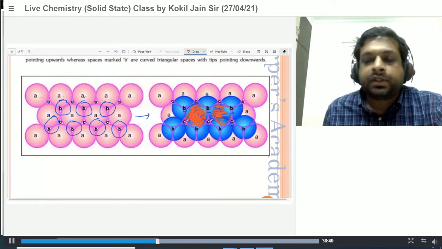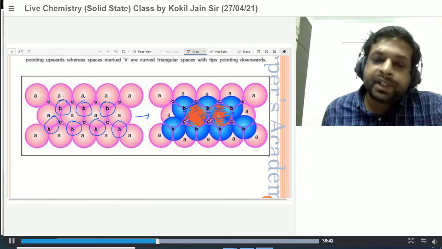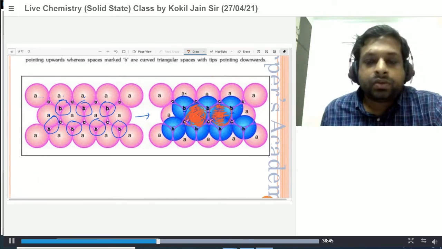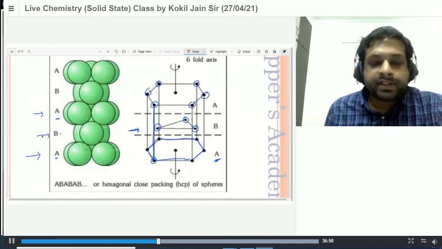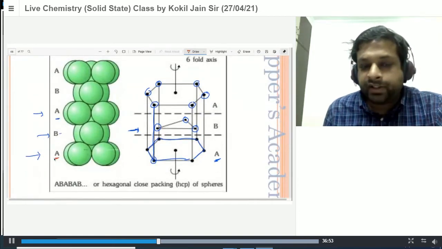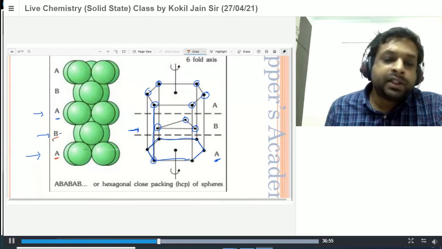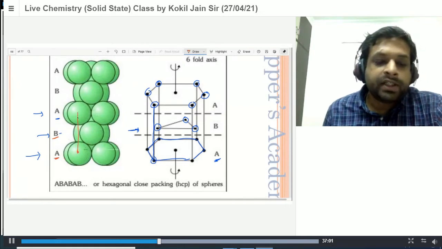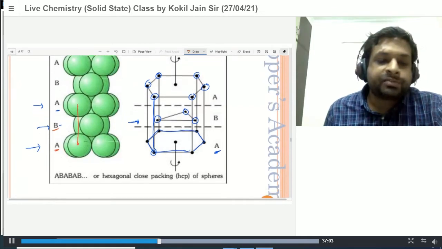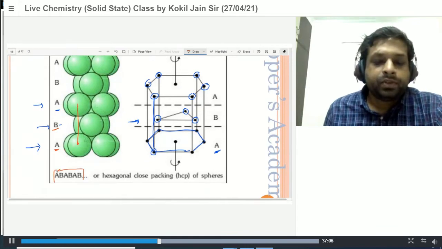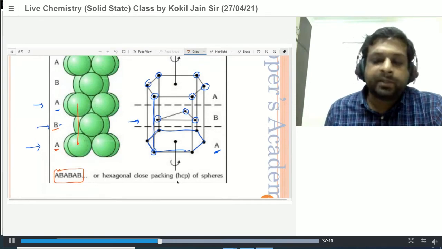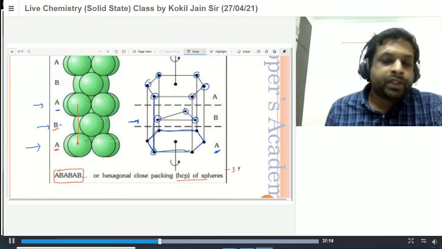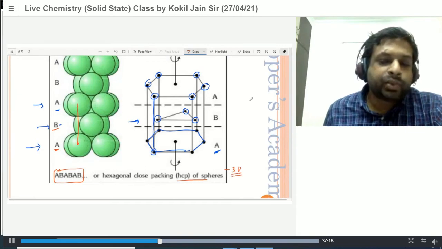What we saw currently was that we are putting up the next sphere on the same side as earlier. This way, what we got is: the first layer is A, the second layer is of different arrangement, and the third layer is at this exact same position. So we are seeing the AB type of arrangement. This is called hexagonal close packing of spheres in three dimensions.